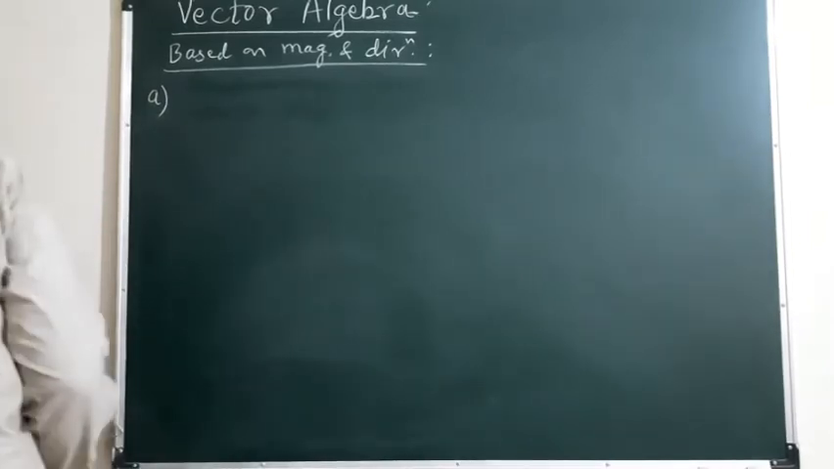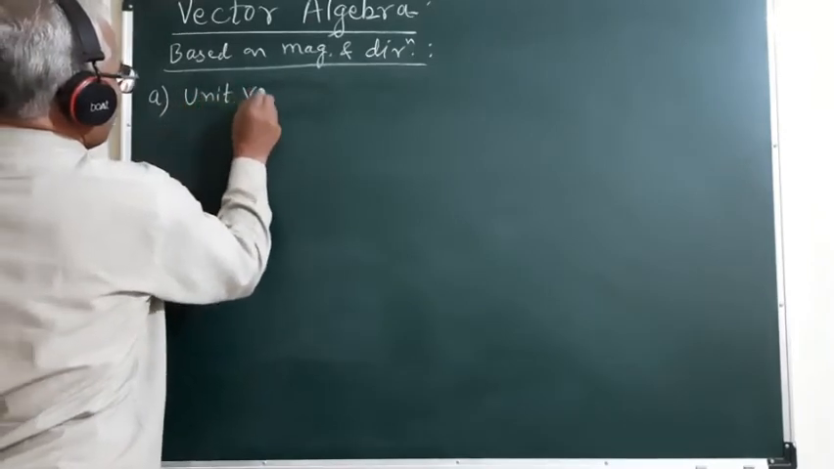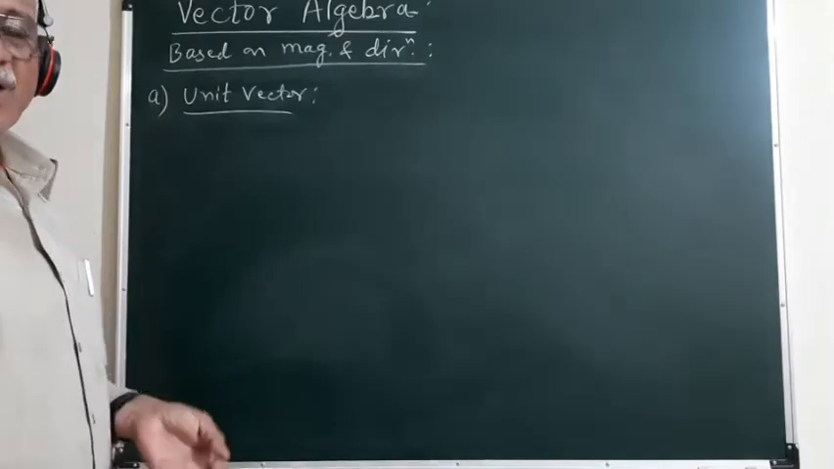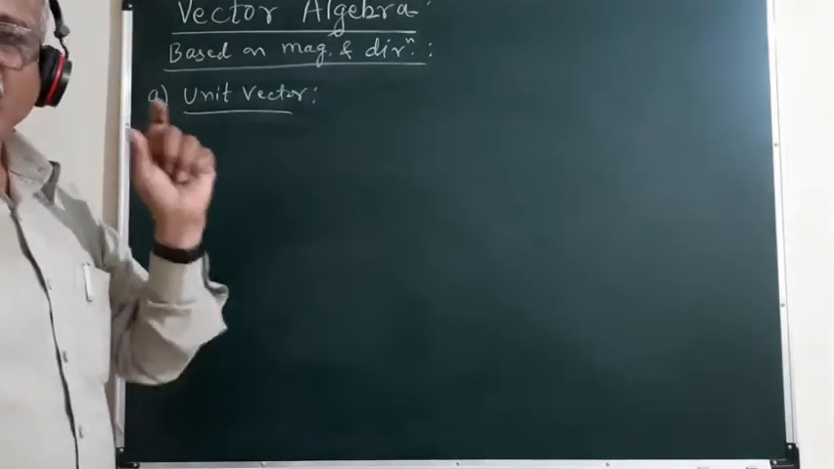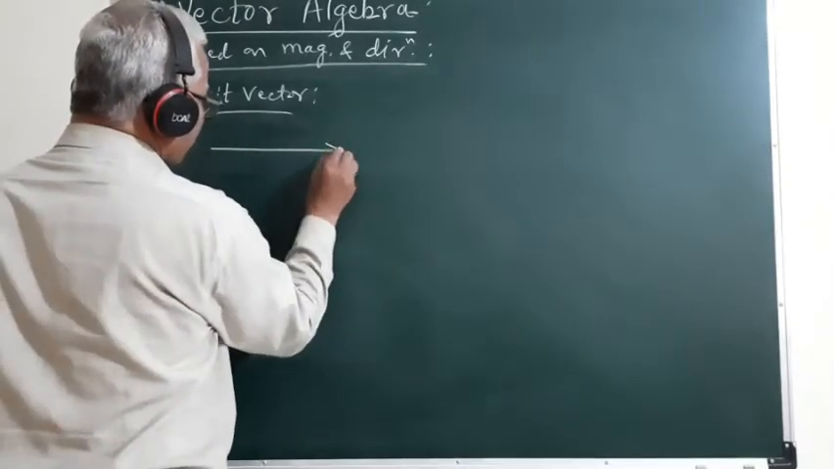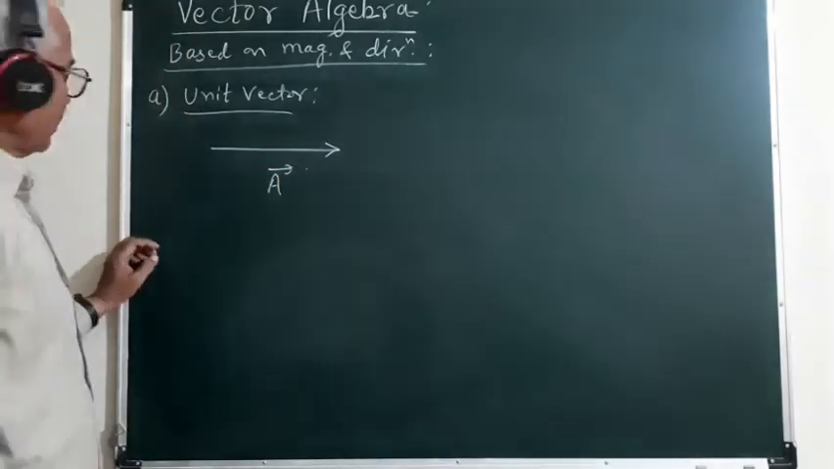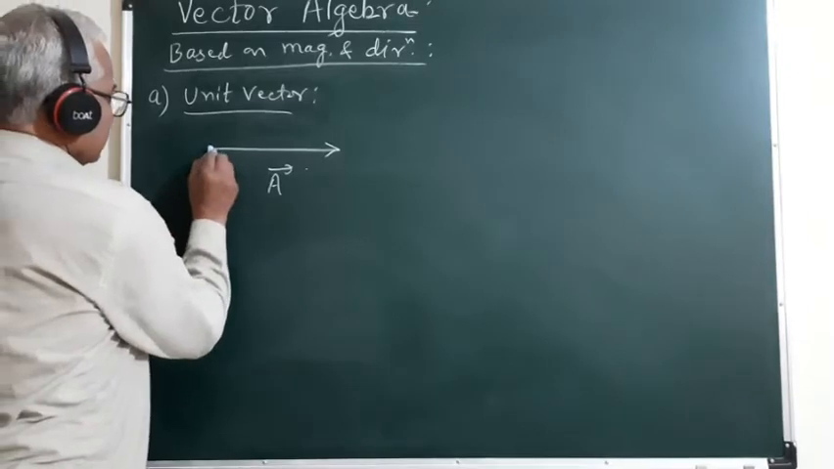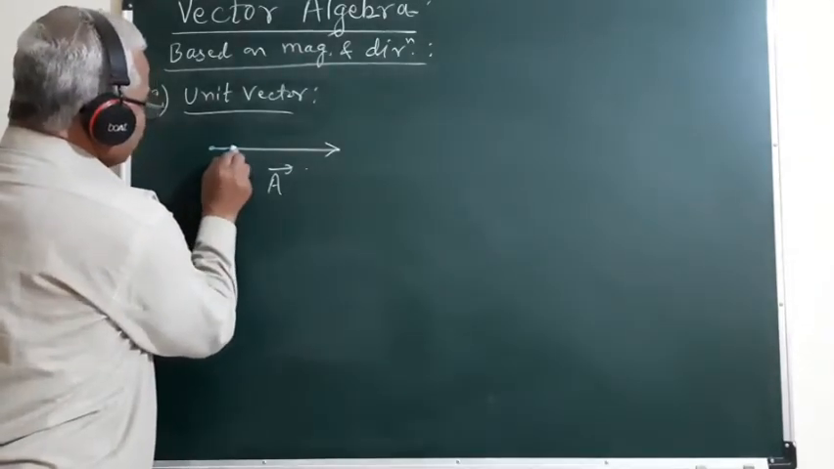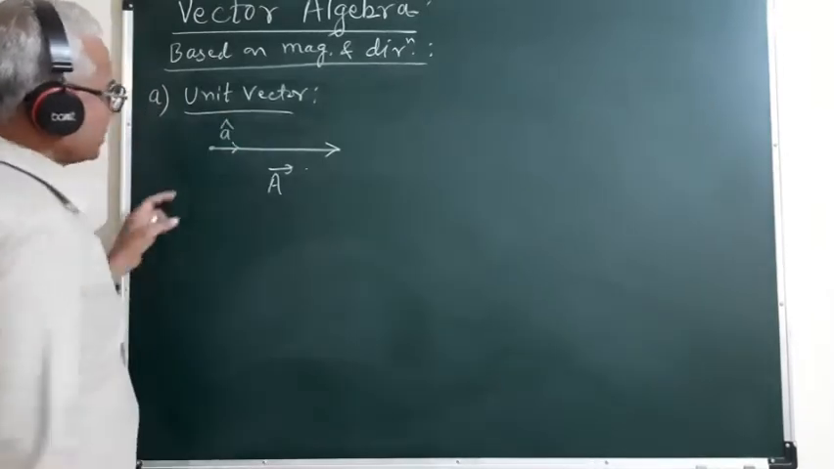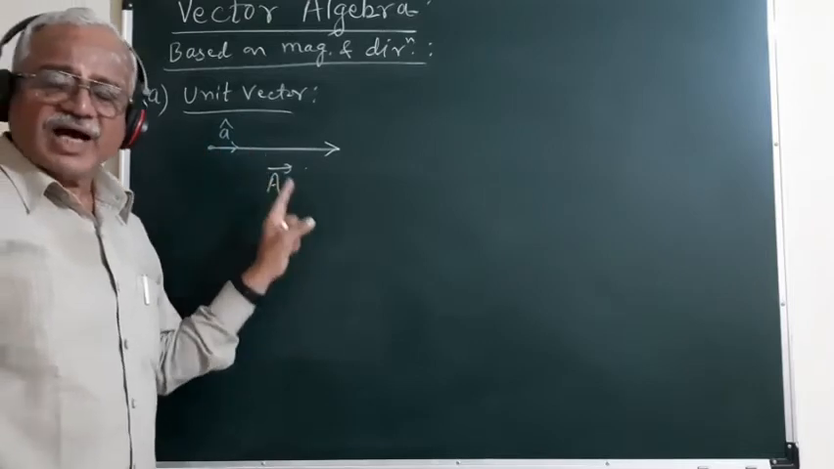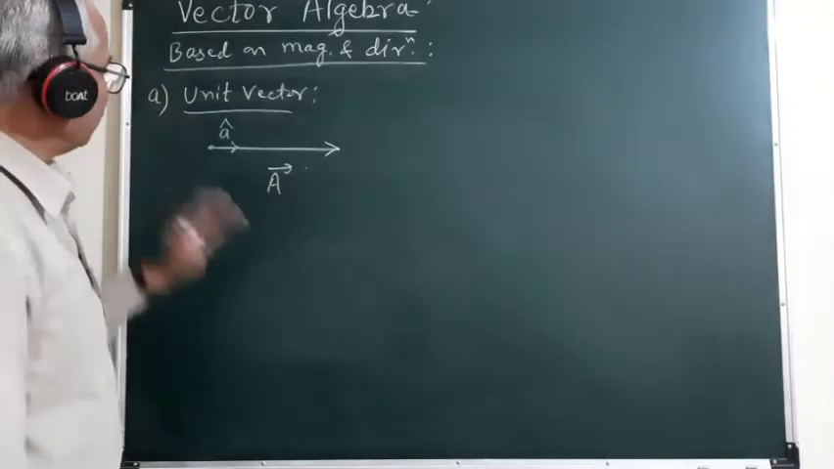The first type is the unit vector. The name of this vector itself indicates what it is. A unit vector is a vector having unit magnitude in the direction of the given vector. Suppose we have a vector A bar like this, then if we draw a vector starting from the origin of this vector A bar having unit magnitude in the direction of the given vector itself, such a vector having unit magnitude and the same direction as the given vector is called a unit vector.